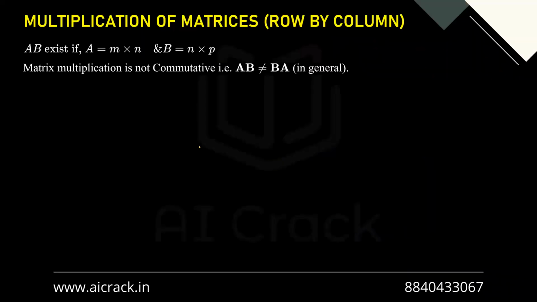So again, this is a theoretical lecture, so we'll keep it short and from next lecture onwards we'll start doing problems. So let us first talk about multiplication of matrices and we do it by row by column. Okay. So what do we mean by that?